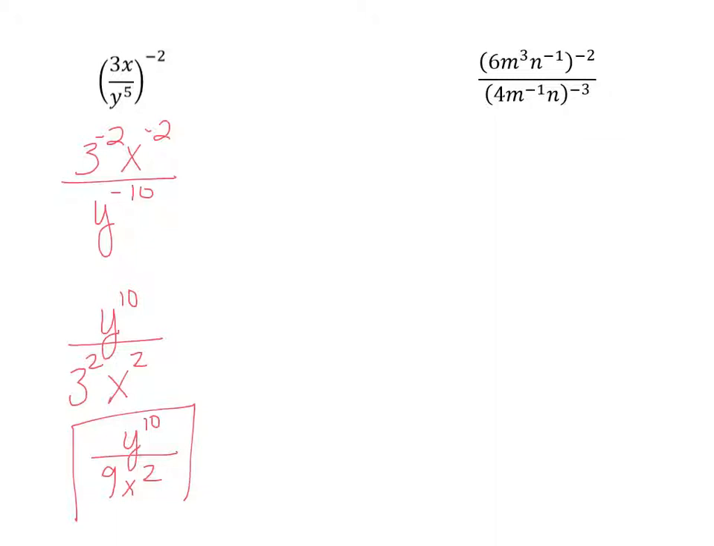Notice that the negative exponents have nothing to do with the sign, nothing turned negative. I have no negative numbers here. The negative exponents just move the location. Okay, so let's try this other one. Got a lot of stuff going on in this one.